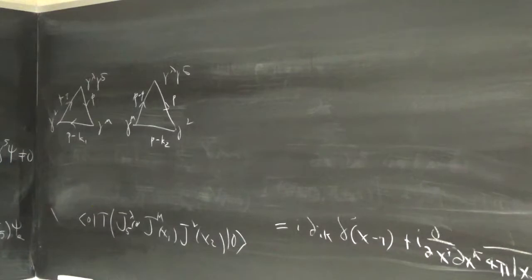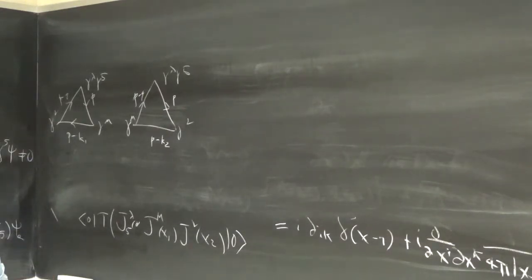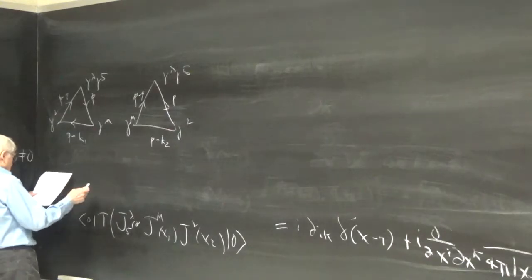So is this a disconnected diagram, or are these 2 separate diagrams? 2 separate diagrams. It's bad enough. But there's 6 sides in this time-ordered product. So in other words, all right, here, let me write it down.